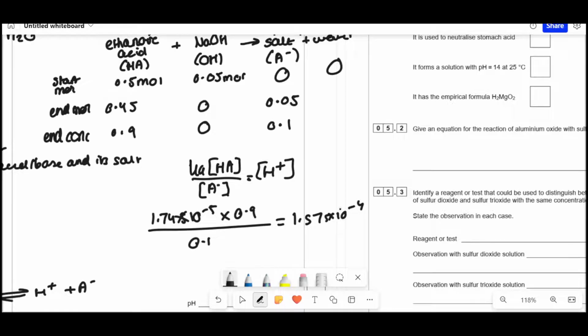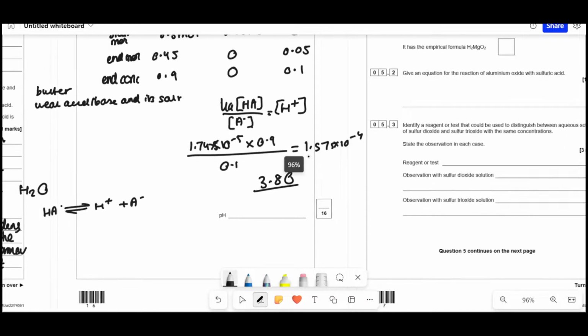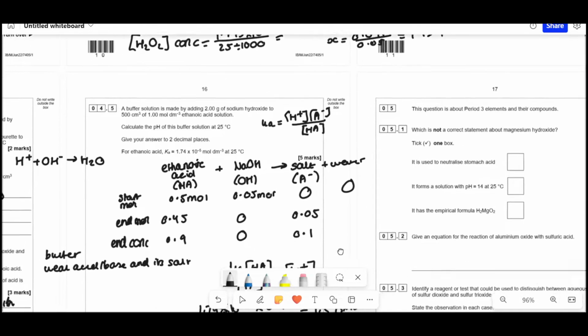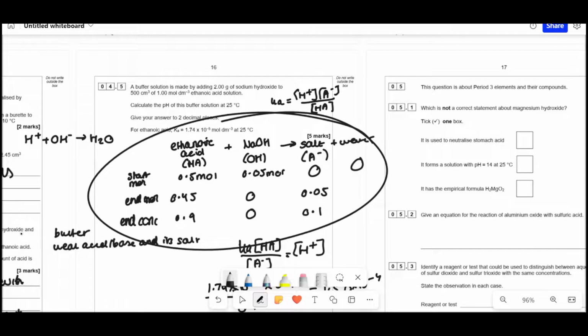So if we want to find the pH, a negative log to the base 10 of that, which gives you 3.80. If you follow this systematic method every single time, you will never, ever, ever screw up an acids or bases question ever again. It forces you to look at everything in order.